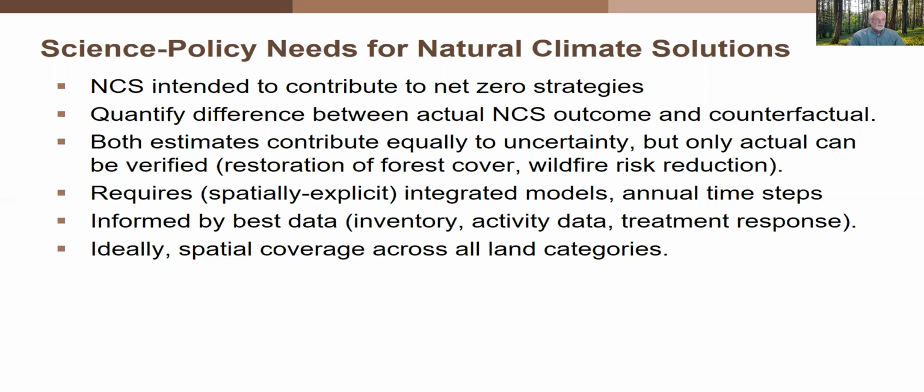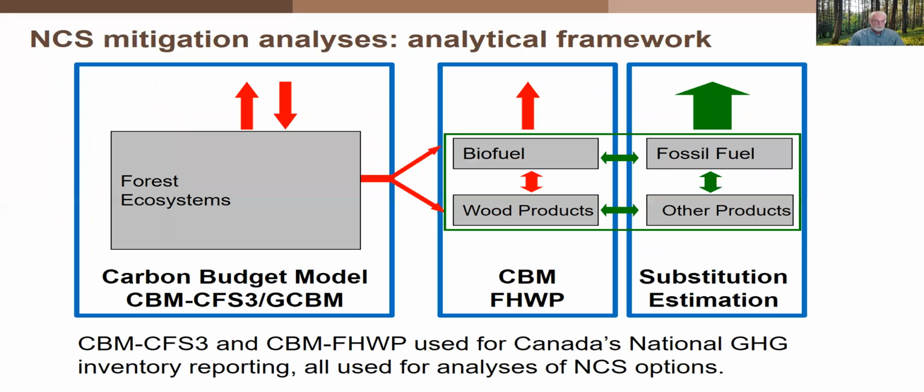This is perhaps not a big deal when it comes to issues like afforestation and restoration of forest cover, but it is a really challenging task when we try to address wildfire risk reduction, where the counterfactual is the area that would have burned had the mitigation action not taken place. What we do need are spatially explicit integrated models that operate in annual time steps or better, that are informed by the best available data on forest inventories and time series of activity data and the treatment responses of ecosystems. Ideally, we should implement these models with spatial coverage across all land categories.